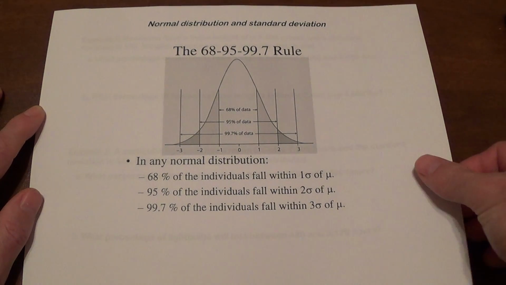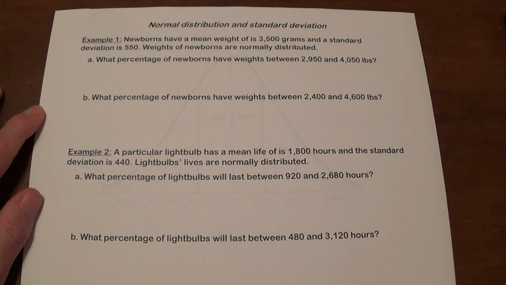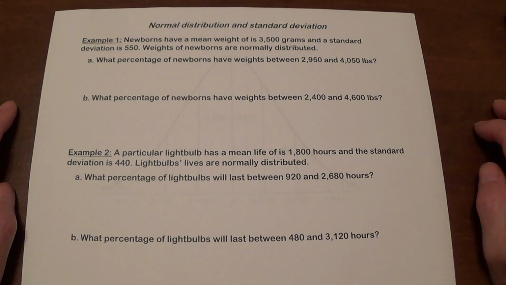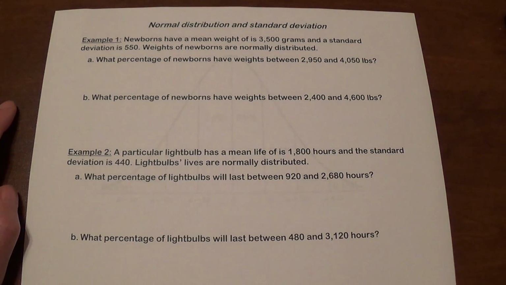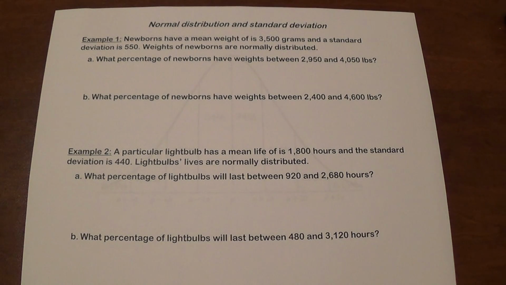Okay, so let's go ahead and take a look at some problems. Here's a question. Newborns have a mean weight of 3,500 grams and a standard deviation of 550. The weights of newborns are normally distributed. What percentage of newborns have weights between 2,950 and 4,500?